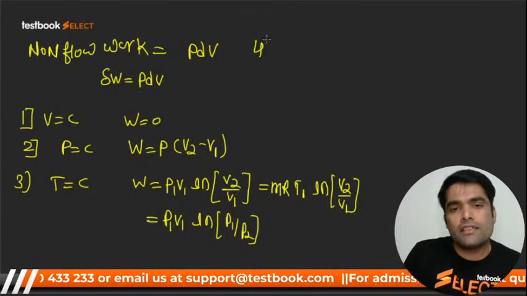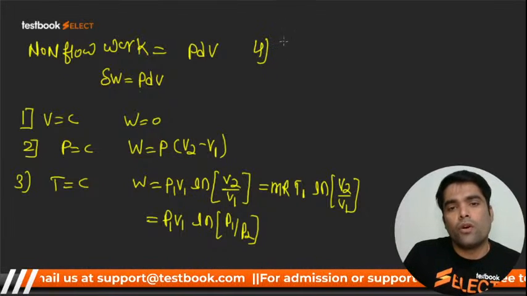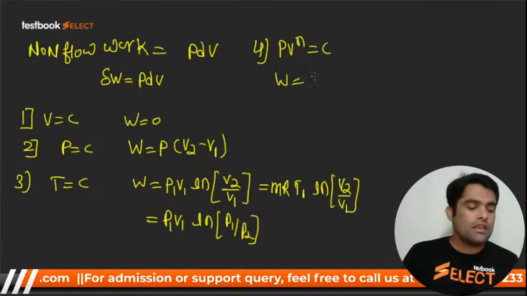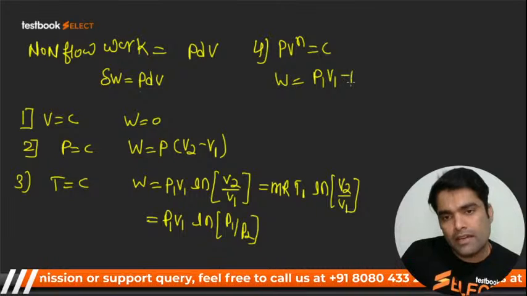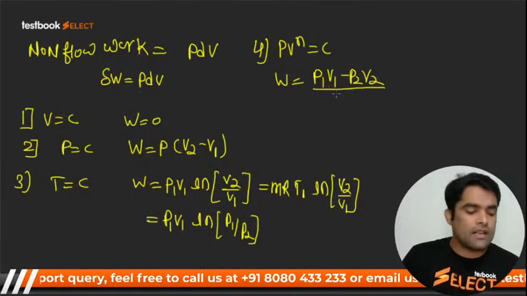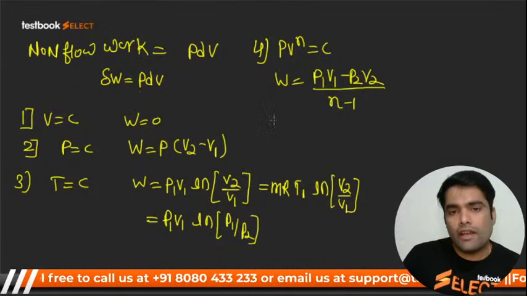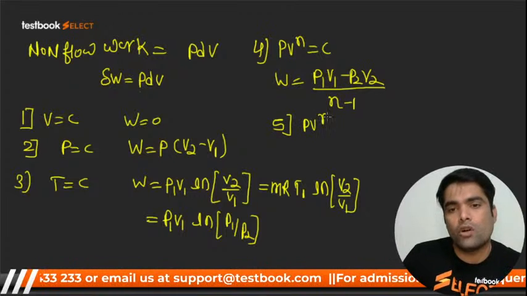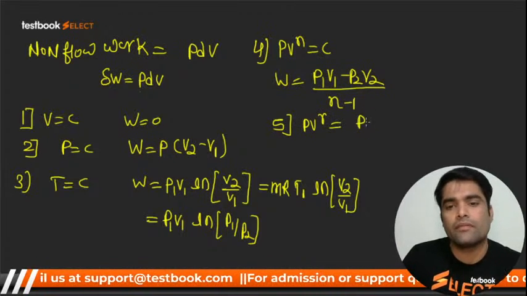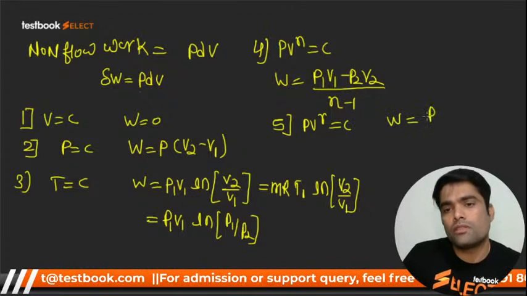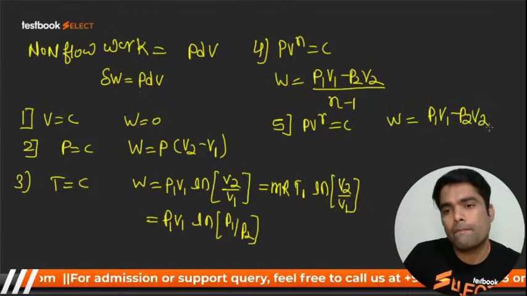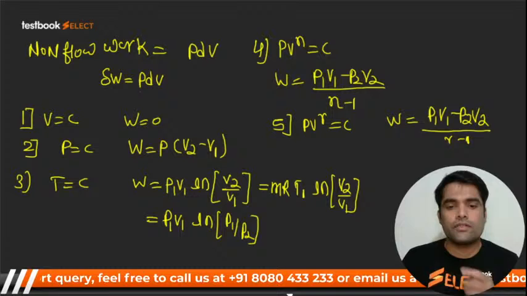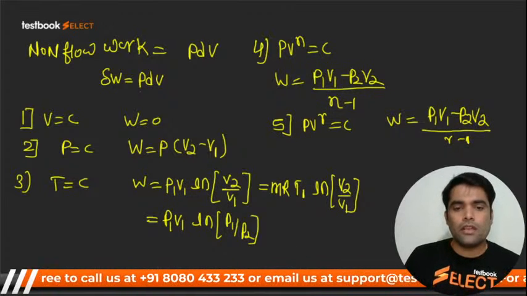Here we go for next, and that is none other than PV raised to power n equal to C. That is the polytropic process. In that we found P1 V1 minus P2 V2 divided by n minus 1. And when n is gamma, that is adiabatic, you simply replace n in your W by gamma, right? Okay, here we go for next.